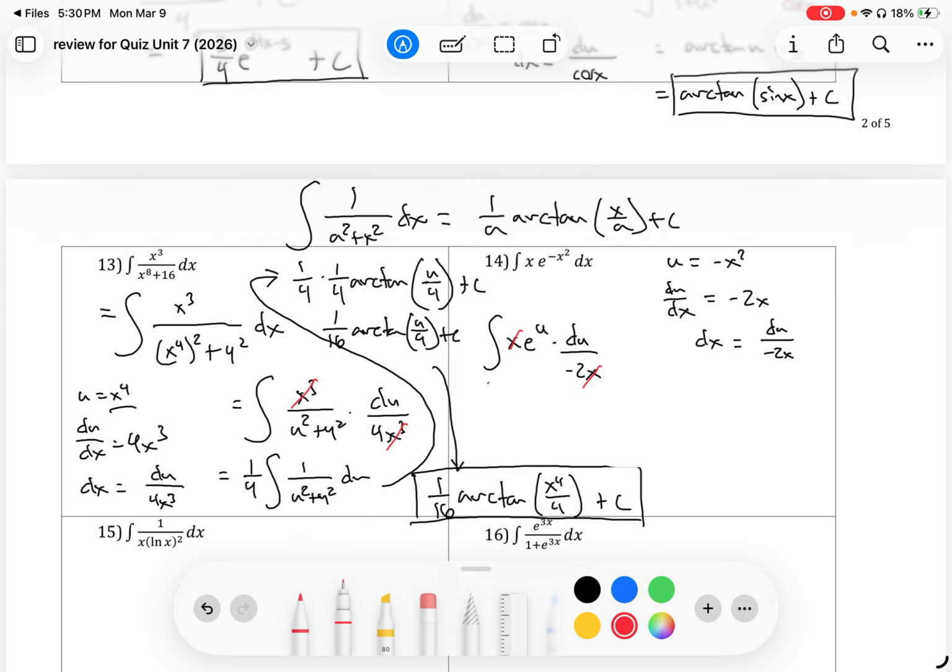Okay, x's will divide out. And I'll get -1/2 times the antiderivative of e to the u du. And that gives me -1/2 times e to the u plus c. So that would be -1/2 e to the -x squared plus c.